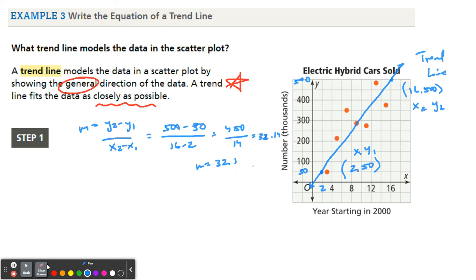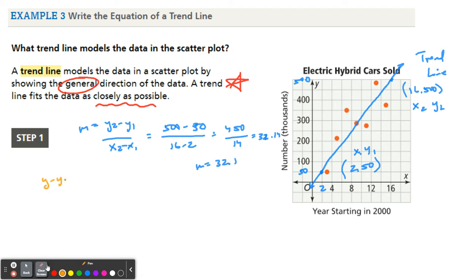If you're thinking about what that represents, that is the number of hybrid cars in thousands sold per year after 2000. So you can see that the electric car, the hybrid car market is increasing, right? There weren't very many around the year 2000, but now there are quite a few on the roads. Everybody's trying to get a hybrid car, right? Especially those SUVs. So now we're going to use what's called point slope form.